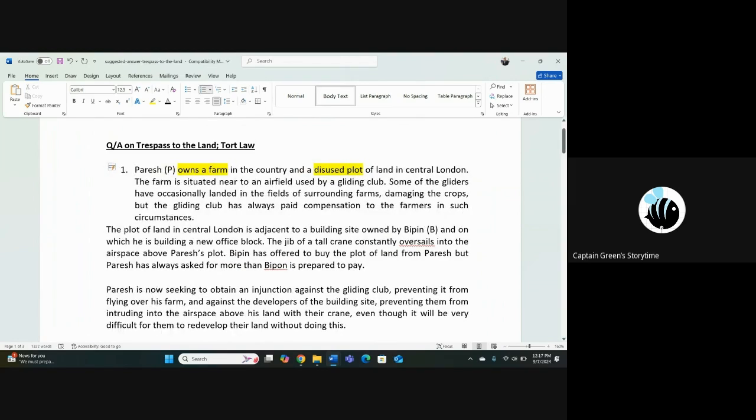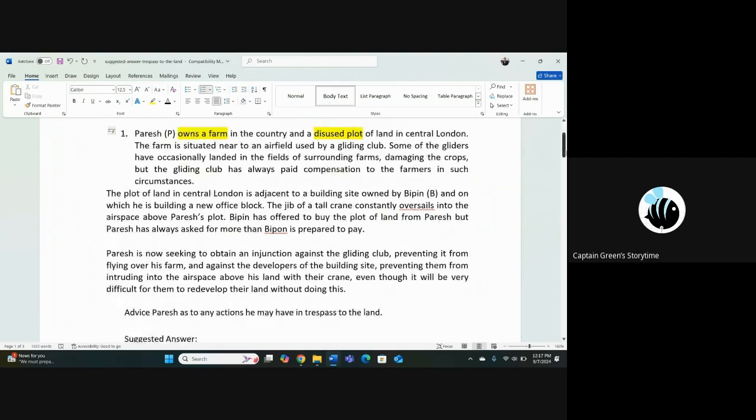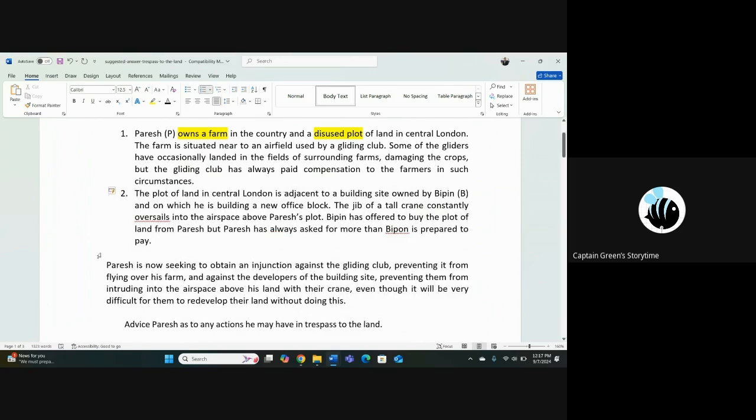The plot of land in central London is adjacent to a building site owned by Bipin, on which he is building a new office block. The jib of a tall crane constantly oversails into the airspace above Paresh's plot. Bipin has offered to buy the plot from Paresh, but Paresh always asks for more than Bipin is prepared to pay. So these are two situations: first is damage to crops, and second is the jib of a tall crane oversailing into the airspace of Paresh's plot.